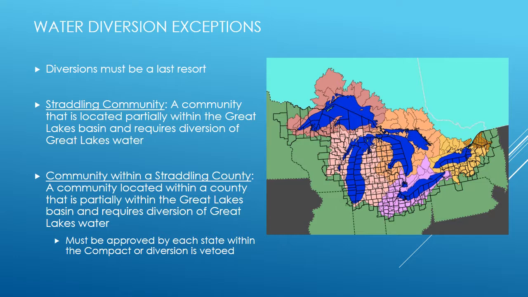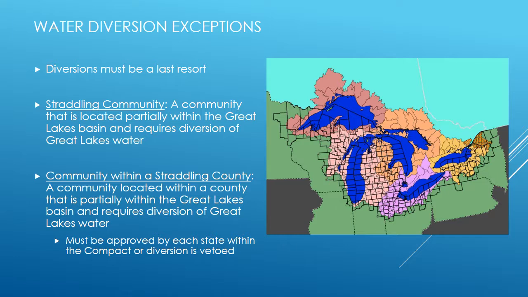Diversion of water outside of the Great Lakes Basin must be a last resort, and any community applying for a diversion must demonstrate that it has exhausted all other available options for getting water. A straddling community is a community that is located partially within the Great Lakes Basin and requires diversion of Great Lakes water.